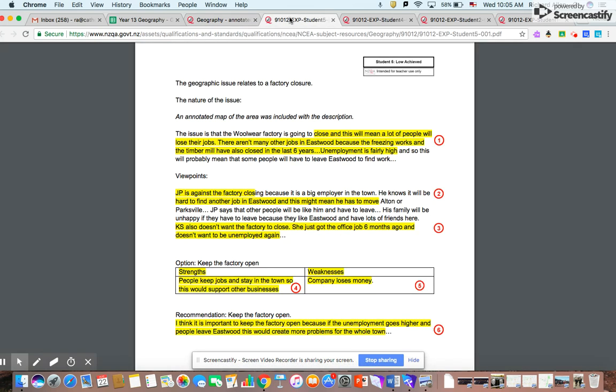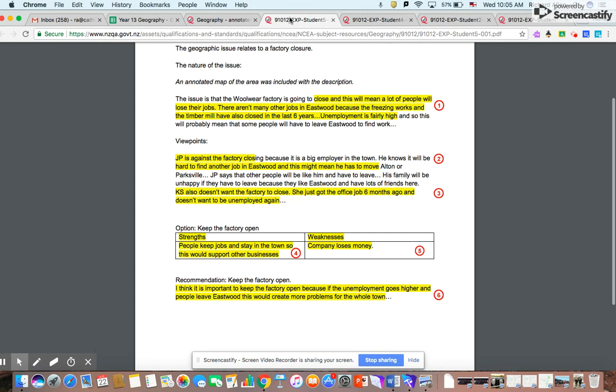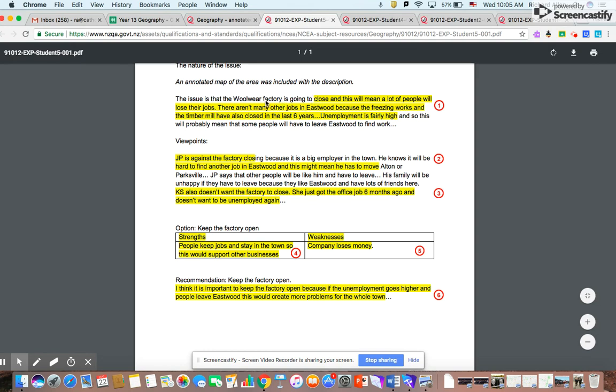Good morning, class. Today we're going to look at our annotated exemplars for the geographic issue for Level 1 Geography. So here's an achieved. This is a low achieved, and you can see there's not much work here really at all. The first thing I've had to talk about is the nature of the issue. And as you can see here, they've talked about the issue.